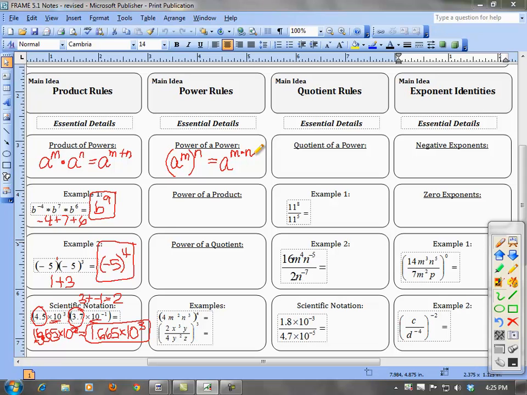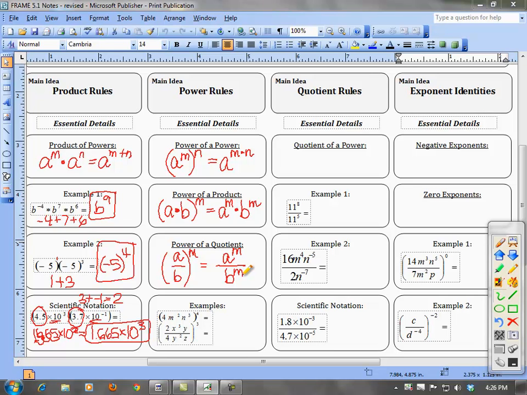There's a second one that says if I have 2 different bases inside of parentheses and I raise it to an exponent, the exponent gets distributed. Now only when it's multiplication inside. So a to the m times b to the m. Last one for this column, if I divide, a quotient means division, and I raise it to an exponent, then like with the multiplication, I'm going to distribute, so a to the m divided by b to the m.